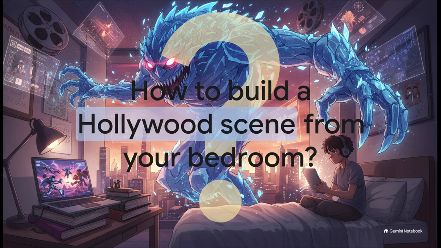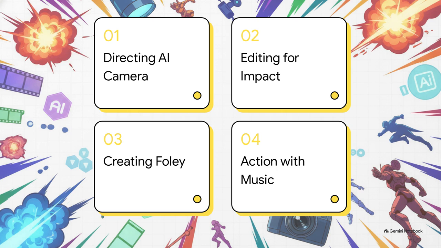How do you turn it into a dynamic monster action sequence from your very own bedroom? The secret is that you don't just generate a video and call it a day. You have to meticulously construct a scene layer by layer. Okay, let's dive right into this masterclass blueprint. We're going to build our scene in 4 distinct phases: directing the AI camera, editing for visceral impact, creating Foley at home, and finally, driving action with music.